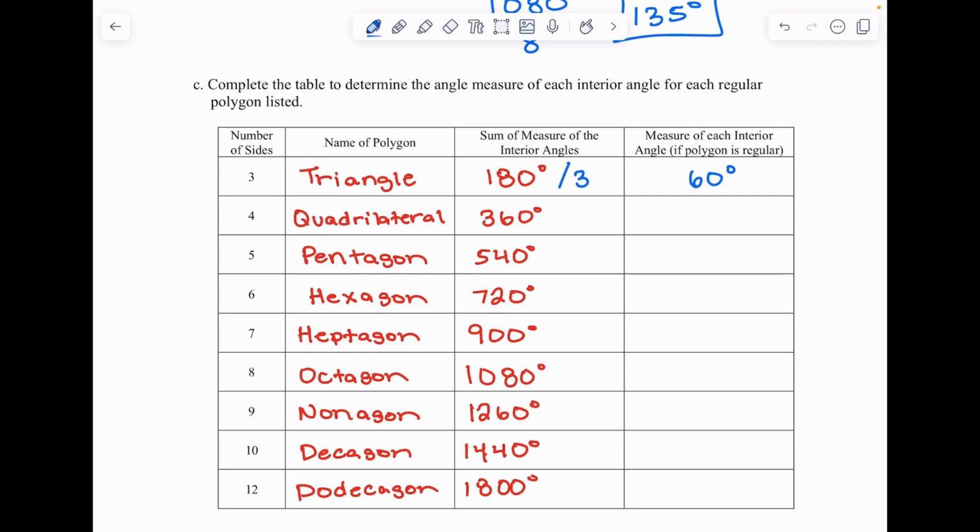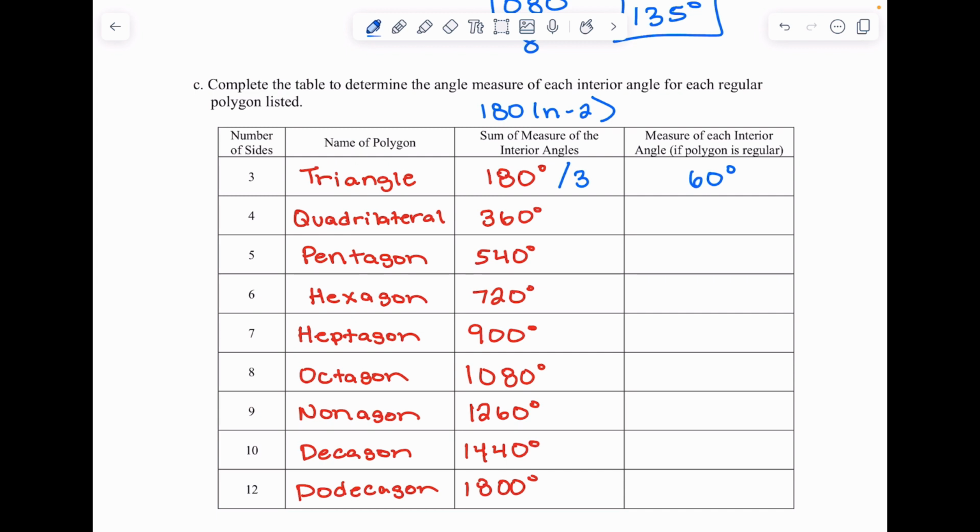And if you're wondering where I got the middle column, all of the sums, that was from the last video when we did 180 times n minus 2. So instead of doing that part again, I just stole those answers from the last video, but if you want to check my work, all you have to do is take the number of sides and subtract 2, and then multiply by 180.